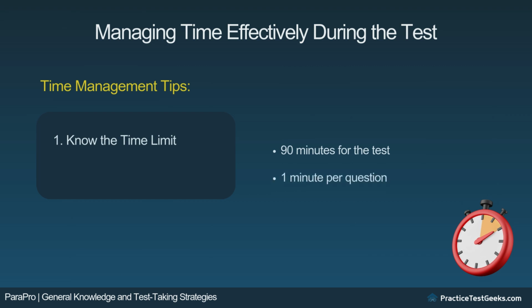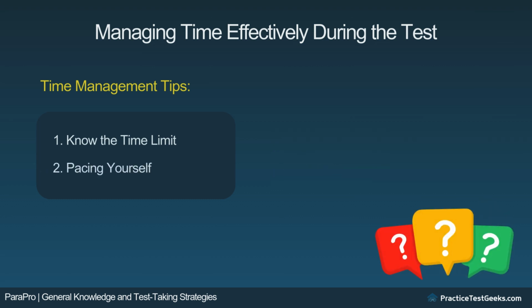Pro tip: if you spend too much time on one question, move on and return to it later if you have time. The goal is to answer as many questions correctly as possible within the time limit. 2. Pacing yourself. First 10 minutes. Skim through the test to get an idea of the types of questions. Identify easier questions you can answer quickly.